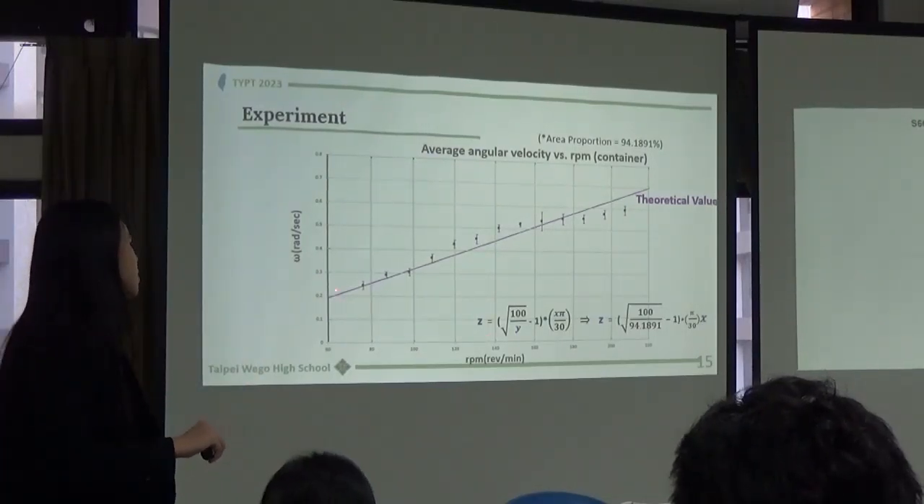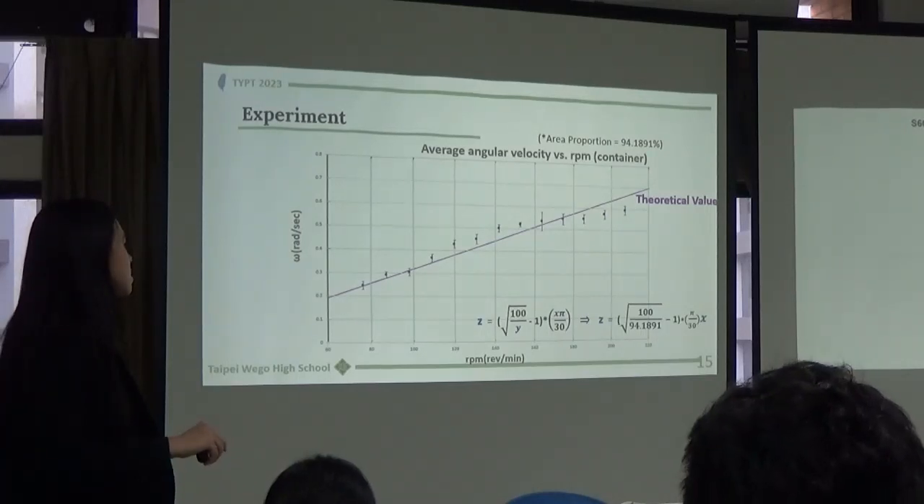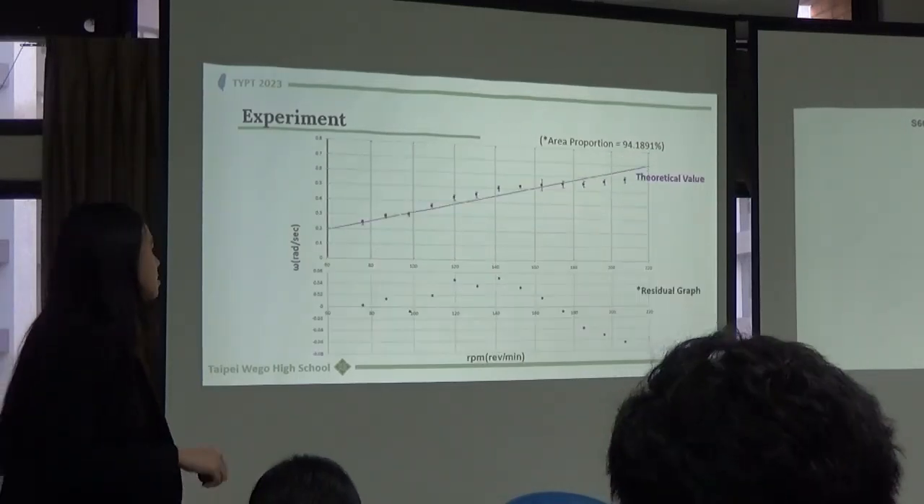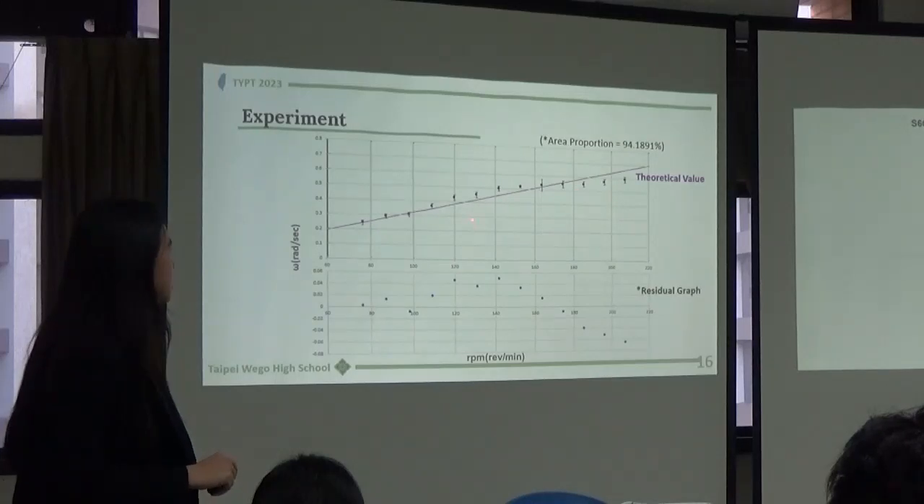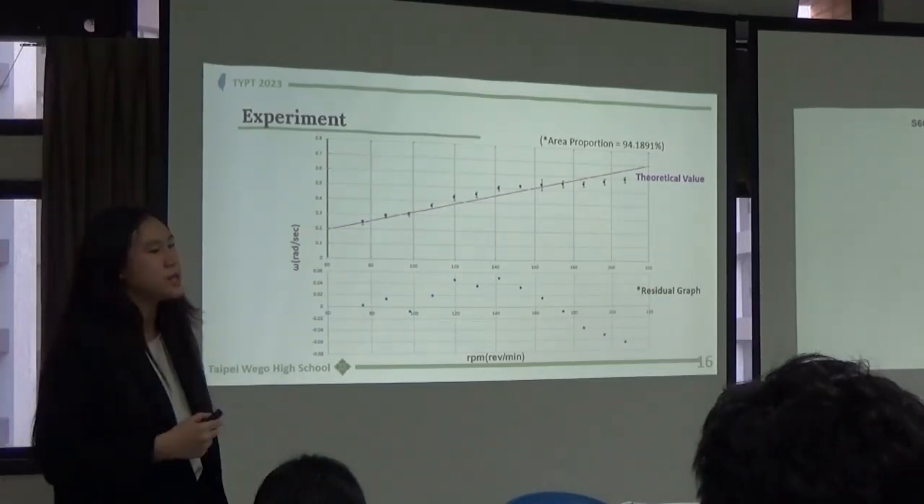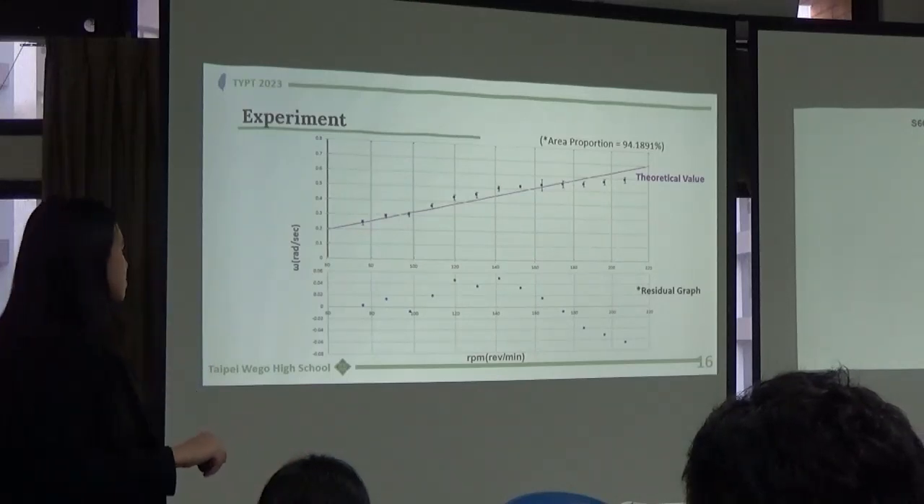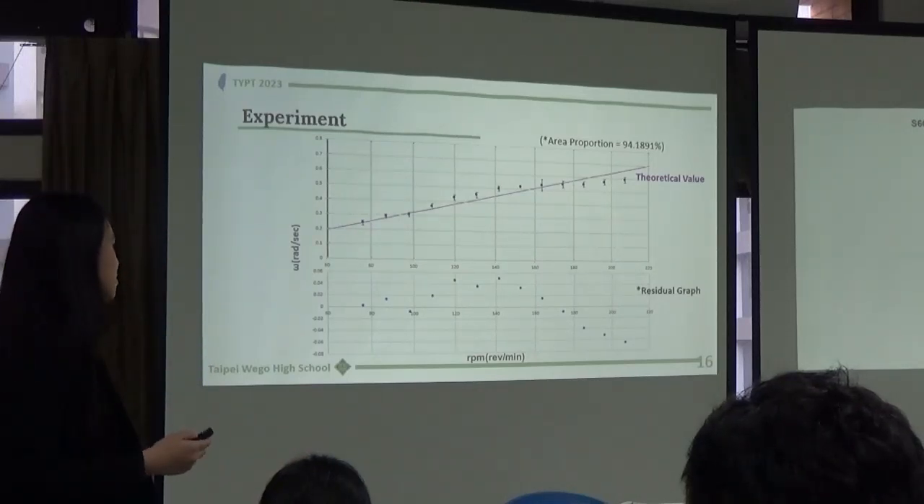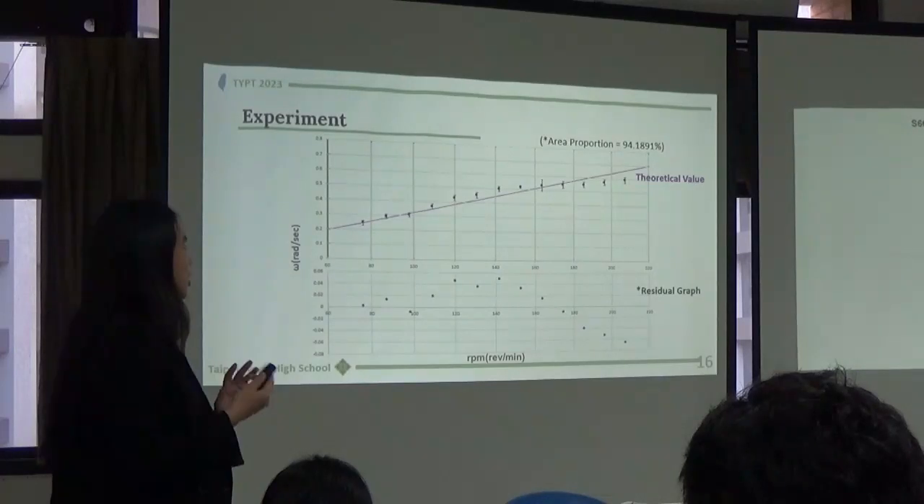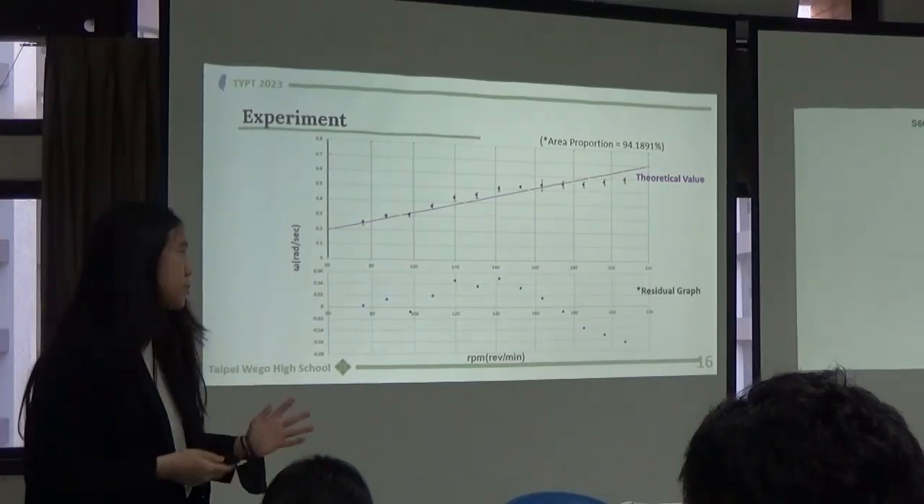And with that, we put our experiment data in the trend, and we could tell that the data fits the theoretical value because we actually performed a residual graph, which in statistics, when the dots are scattered, shows that our theoretical value matches our experiment results.